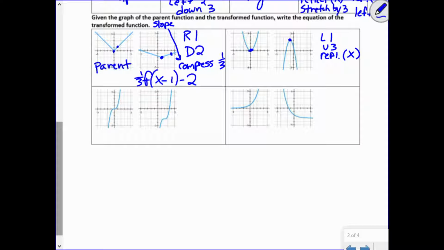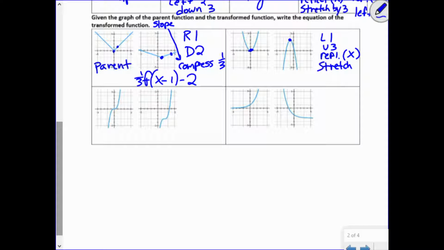We said the compression makes it flat, so it gets fatter. What transformation would make it skinnier? Stretch. We're pulling it like this, which pulls the sides together. So it is going to be a stretch, and you are going to find the stretch the exact same way we did for compress.